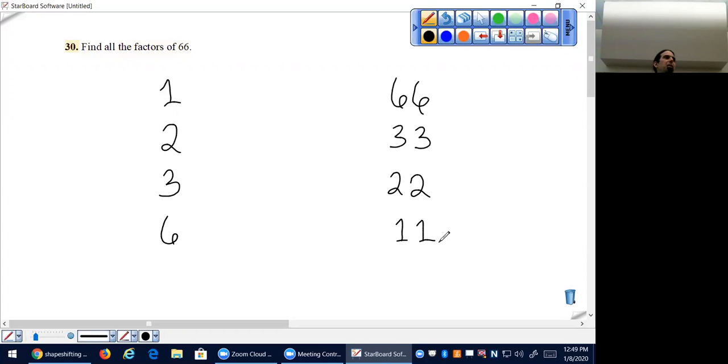7? No. 8? No. 9? No. If you weren't sure about 9, 6 and 6 is 12, and 9 doesn't go into 12. 10? No. 11. So we got back to 11. We're done. So these are all the factors of 66. Let's do another one.